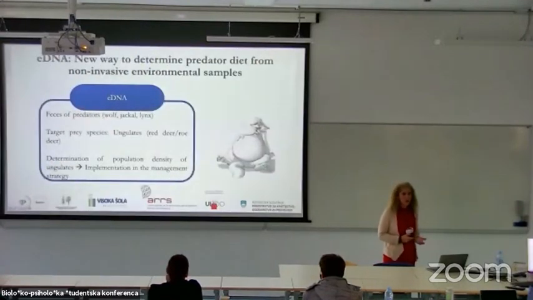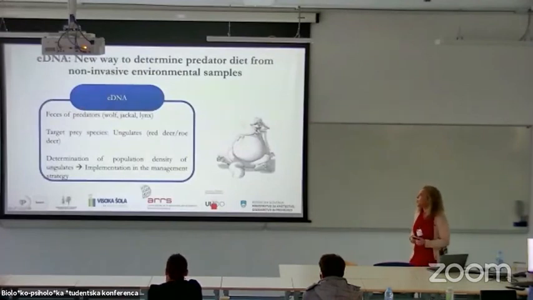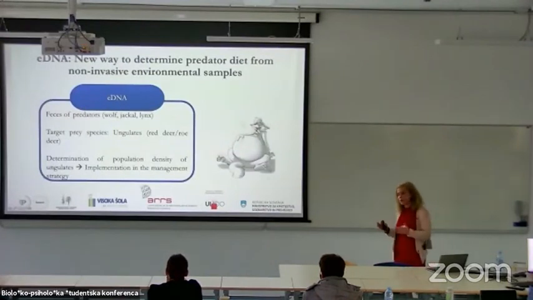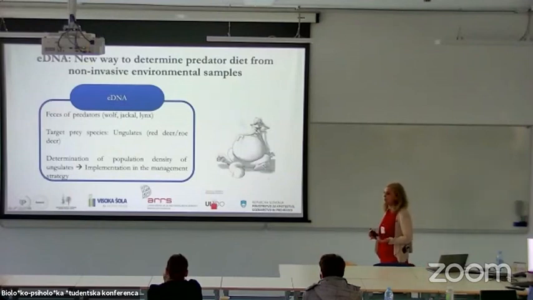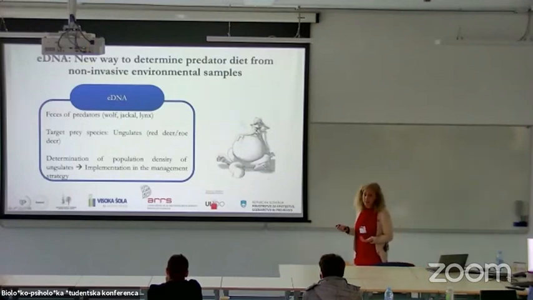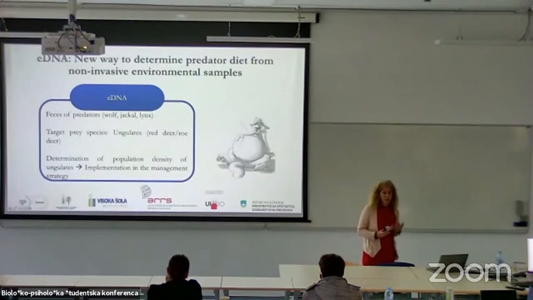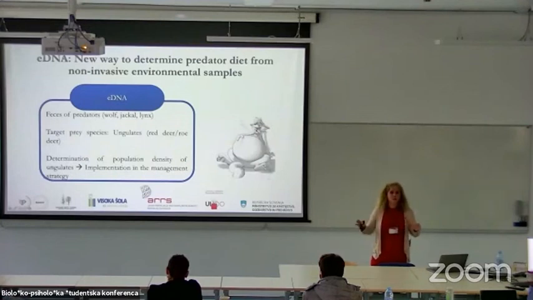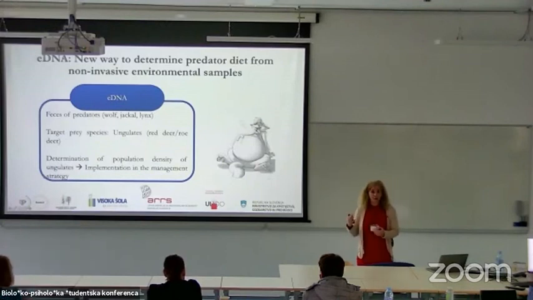Another student is working on environmental DNA. As I said before, this is something moving forward, and it is completely non-invasive. We are using the feces of predators to study the population density of ungulates. You cannot use genetic monitoring for ungulates like for carnivores. With carnivores, there are a couple of thousand, but for ungulates like red deer, as I told you before, there are 200,000 of them. So genetic monitoring, collecting the feces in this way, doesn't work. So you need a different approach.